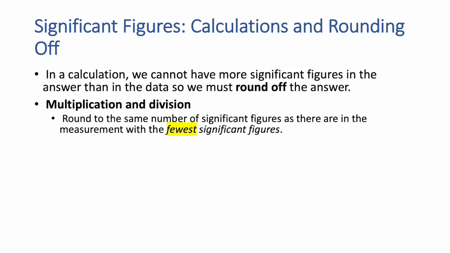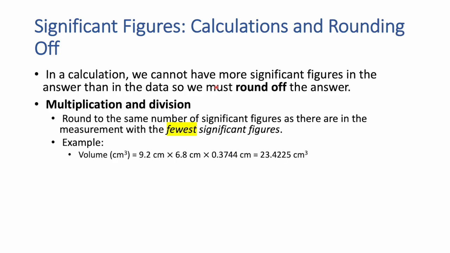Round to the same number of significant figures as there are in the measurement with the fewest significant figures. So at the end of our answer, and again, we're only rounding the final answer. We are not rounding while we're still in the process of calculating. We will only be rounding the final answer. And when we're multiplying and dividing, if that's the last thing that we're doing, we will round our answer to the fewest number of significant figures.